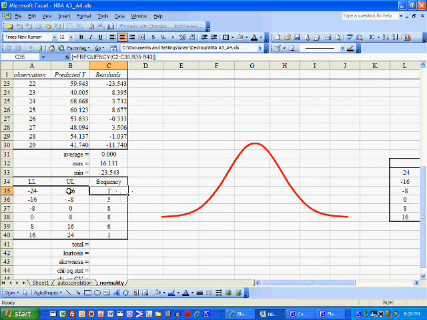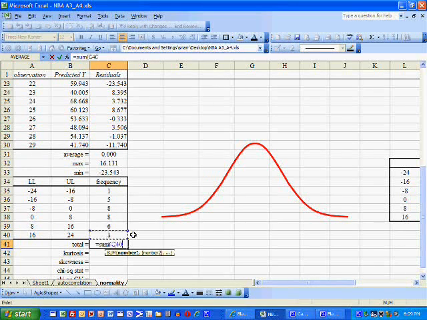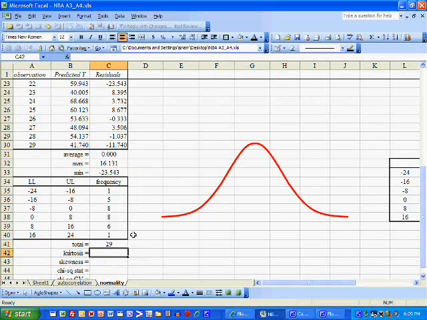So I have one residual between minus 24 and minus 16, which is the minimum residual. For example, I have 8 residuals between minus 8 and 0, namely, for example, this one, that one, etc. I also have one between 16 and 24, which is the maximum. Now before I move on, I want to make sure that the frequencies add up to 29. I have 29 residuals, therefore it makes sense that my frequencies add up to 29. In this case, they do.